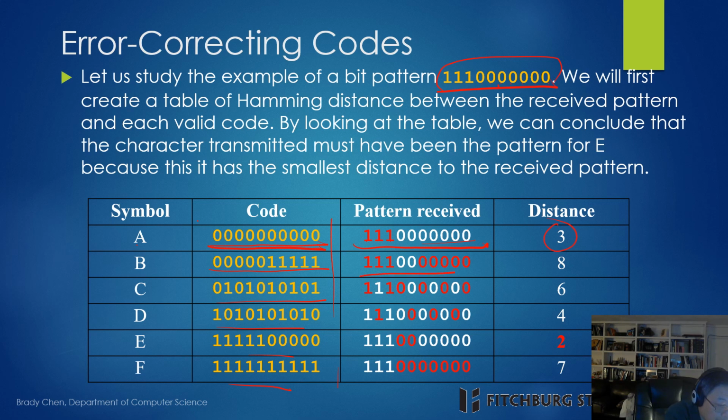And I compare this with B, and we find out it's 8. And compare this bit pattern with C, and it's 6. And the received pattern with D, you got a 4. And compare the Hamming distance between the received pattern with E, you got Hamming distance 2. And then 7 for the next one.